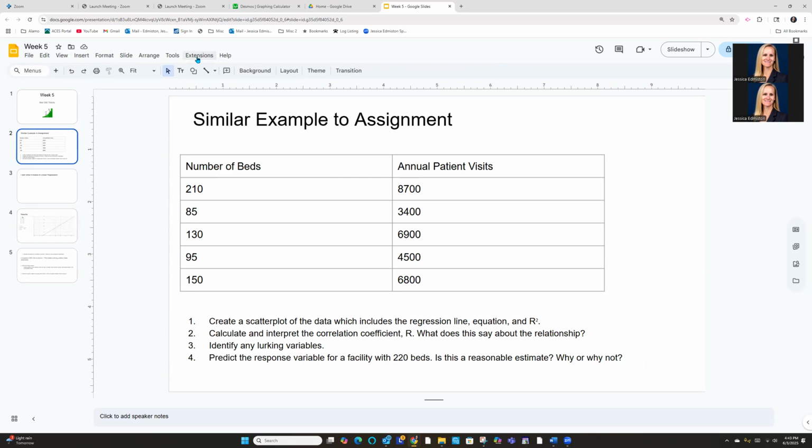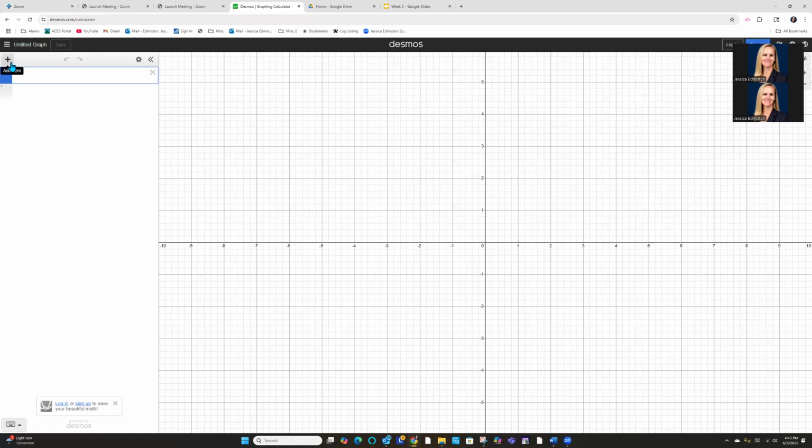Okay, so here's what I'm going to do. I'm going to go into Desmos graphing and put these values into my Desmos, just like Professor Keller did. I'm going to click on the plus key and then table, and then I'm just going to type in the data that I have. Of course, my left column will be my X values, and my right column will be my Y values, which would be the number of patient visits in this particular example. And so I'm just going to type all of these in.